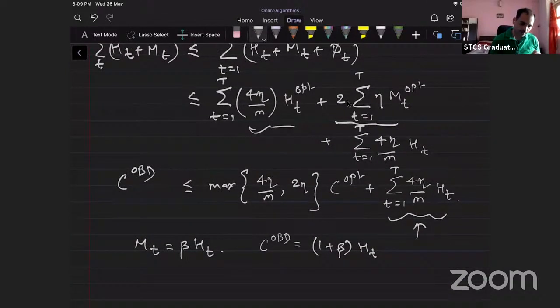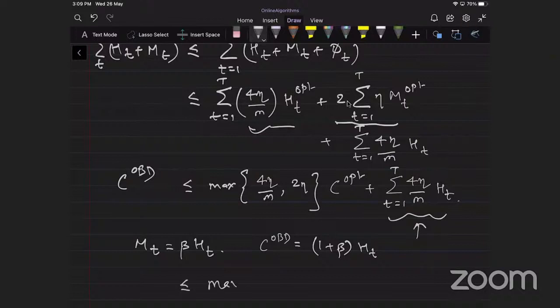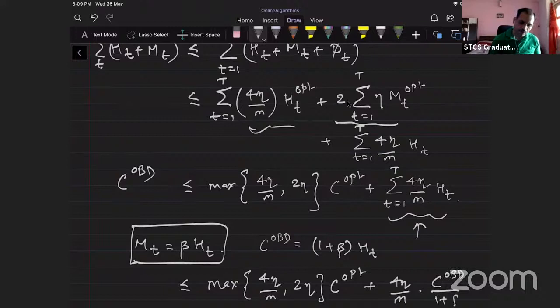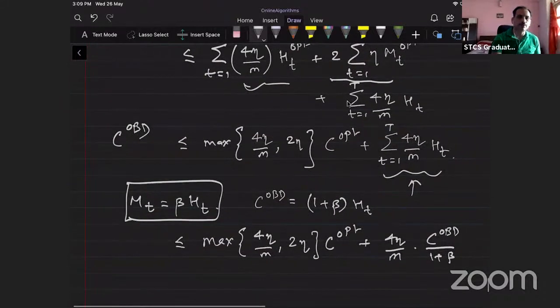I will simply replace this to be max of... see, this is again very important, and this is true only when we are in this case 2. Otherwise there is only an inequality which doesn't help us. COPT plus 4 eta by m times COBD by 1 plus beta. This is what we get.